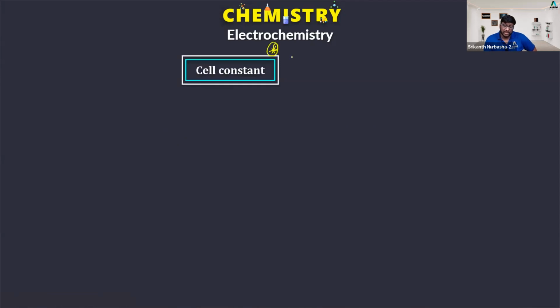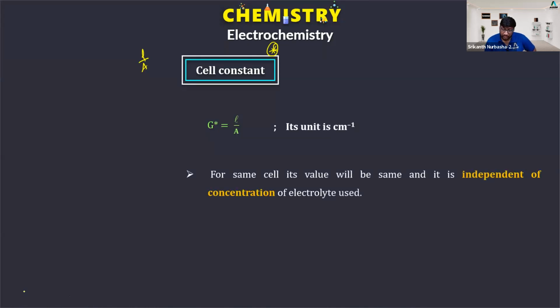Then comes the cell constant. Cell constant is nothing but L by A. Cell constant L by A will have the units of 1 by centimeter or 1 by meter. G star is equal to L by A. Its unit is centimeter inverse or meter inverse. For the same cell, its value will be the same and it is independent of the concentration of electrolyte used. It doesn't matter what type of electrolytic solution we have taken and what its concentration is. The length and area of cross-section of that particular electrolytic cell are going to be the same. Yes or no? So, for the same cell, its value will be the same and it is independent of the concentration of the electrolyte used.